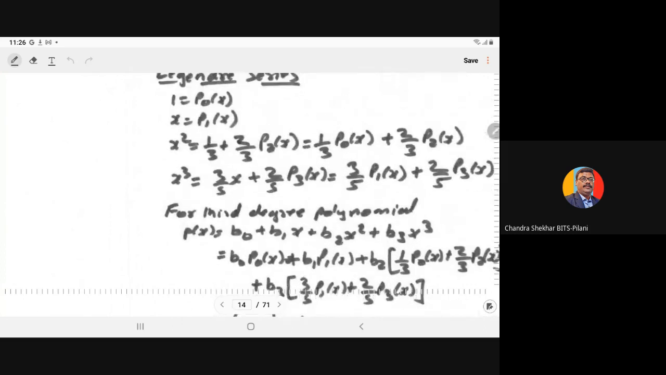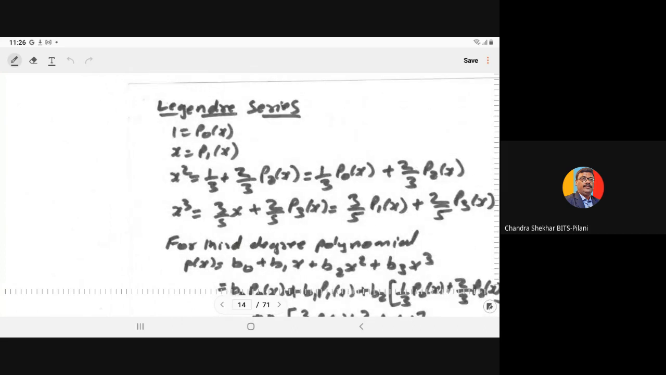Now, some questions over the Legendre polynomial. So we have seen what is P0. Earlier, by the recurrence relation as well as by the Rodrigues formula, we have seen P0(x) is 1. P1(x) is x. P2(x) is 1 by 2, 3x square minus 1.